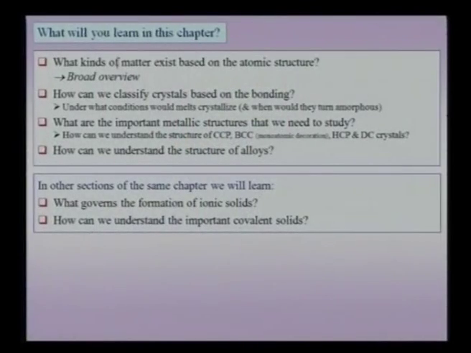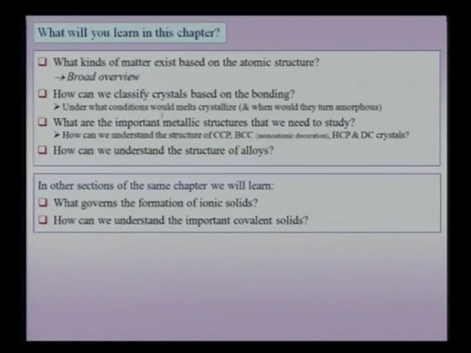So what is it that we plan to learn in this chapter? We will try to understand how matter can be classified, and this will be a very broad overview, and often some of these concepts we will not deal with in this elementary course, but it is good for a student to know that there are these additional things, and some of us later on may want to worry about these. We would like to know how to classify crystals based on bonding. We have already seen bonding in materials, but this is especially a classification of crystals based on bonding. And briefly we will consider how things may, for instance, amorphize or stay crystalline.